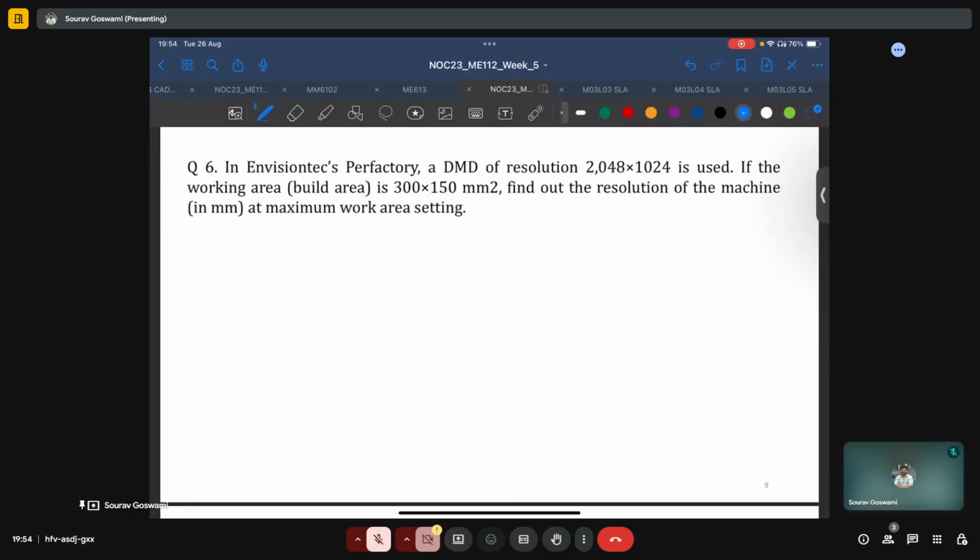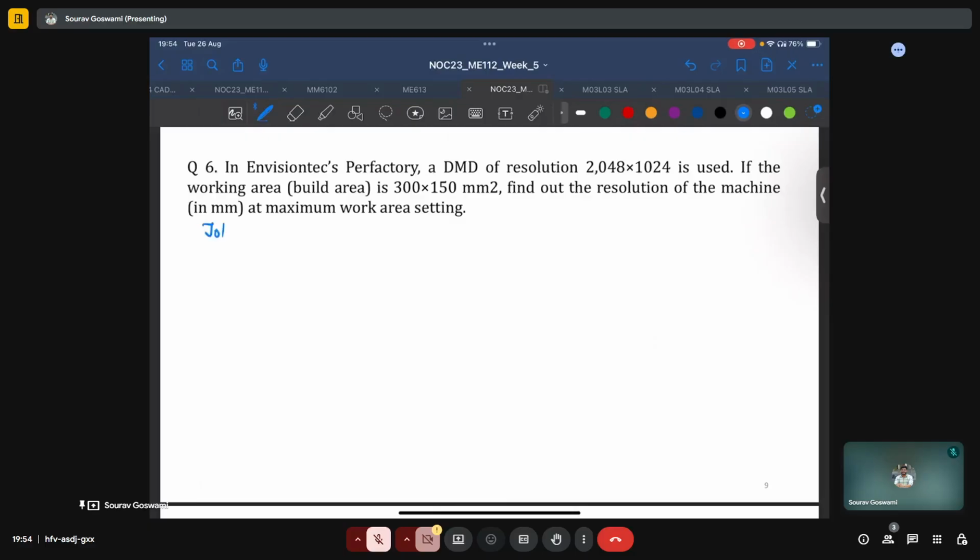In the sixth question, in the Envisiontec Perfactory, a DMD of resolution 2048 into 1024 is used. If the working area is 300 into 150 mm square, find out the resolution of the machine at maximum work area setting. So you might have encountered a similar problem in your assignments also, and that is what we're going to solve. I'll be using formulae that are available directly in the slides and will not be deriving them again.